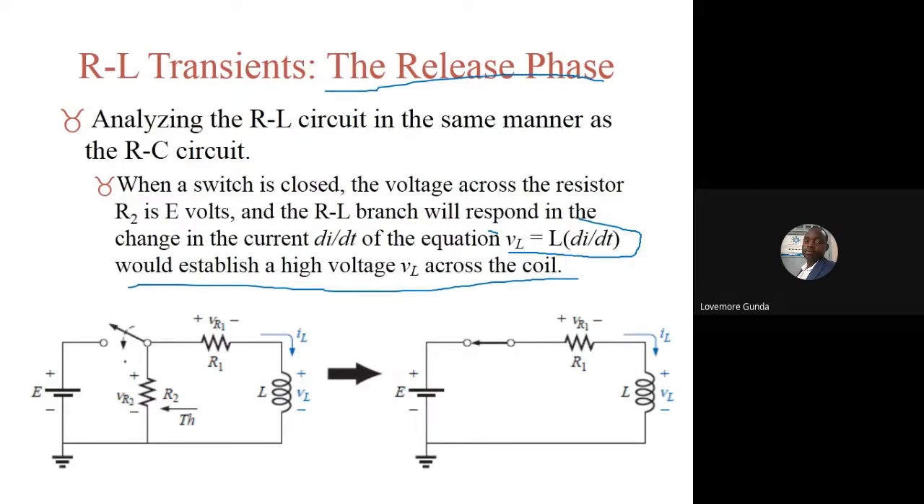Now, when we close this circuit, at steady state, this becomes a short circuit. So the voltage across this becomes E, and the voltage across that also becomes equal to E. Okay?